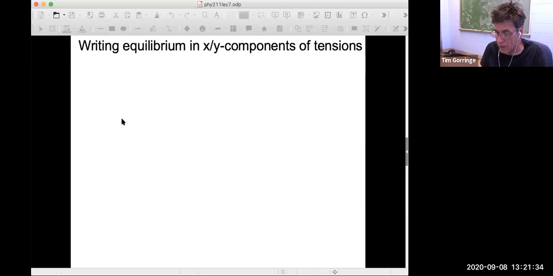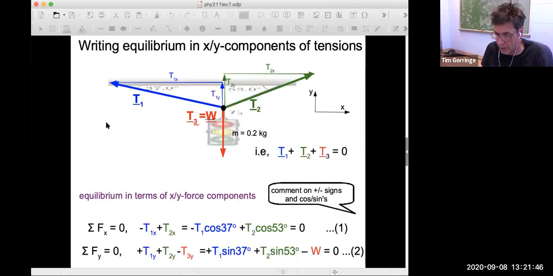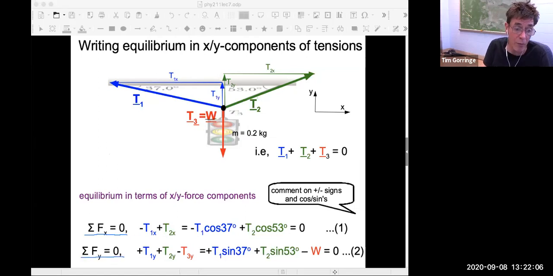First step, in doing this calculation, I'm going to write this equilibrium not as the vector T1 plus the vector T2 plus the vector T3 is zero, but in terms of these X and Y components. So let's start by doing that. And I've done that downstairs here. So if you look downstairs, the top line is the sum of the X components of the forces must be zero. That's equilibrium in the X direction. The bottom line here is the sum of the Y components, that must also be zero.